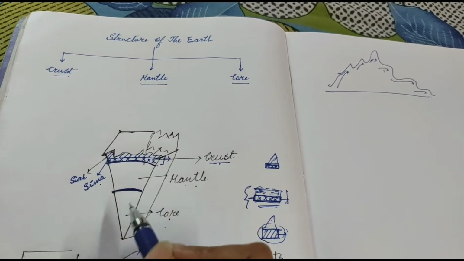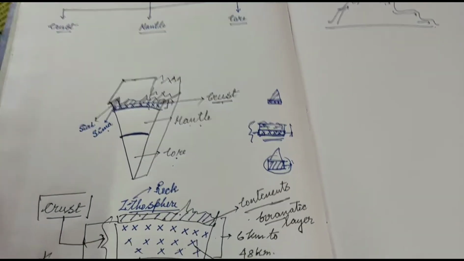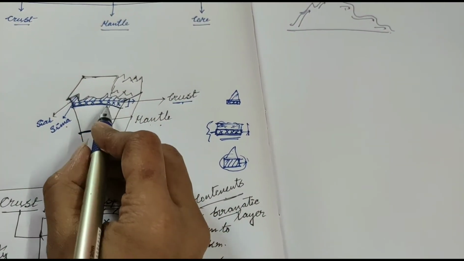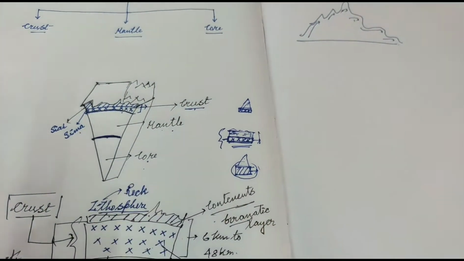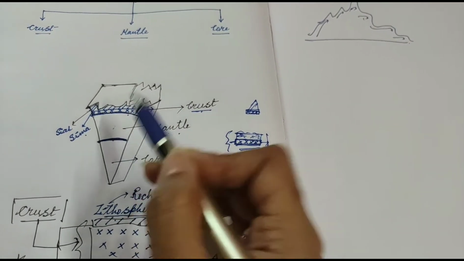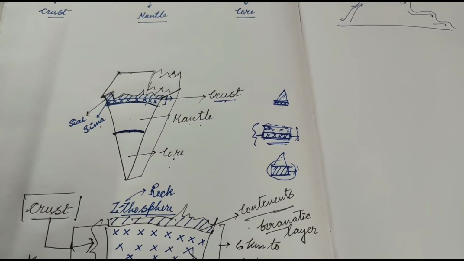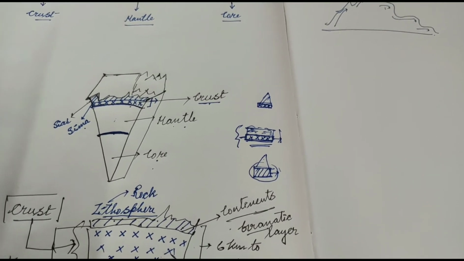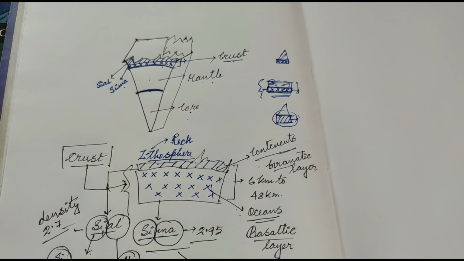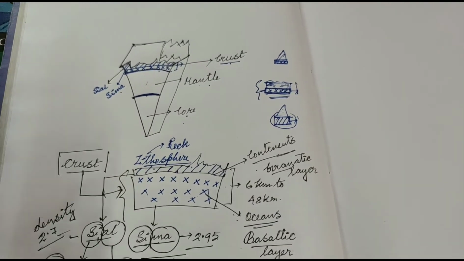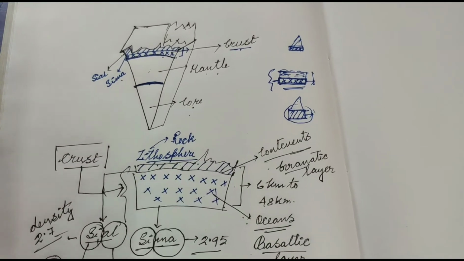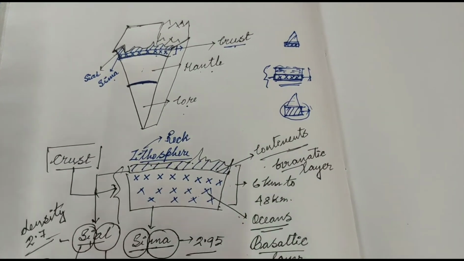These lines are called the discontinuities. By this line we can understand this is another part. We can understand this part is different from that. This is called the discontinuities. Actually, discontinuity means something is continuous, and when it stops, it is discontinued, that is the discontinuity.